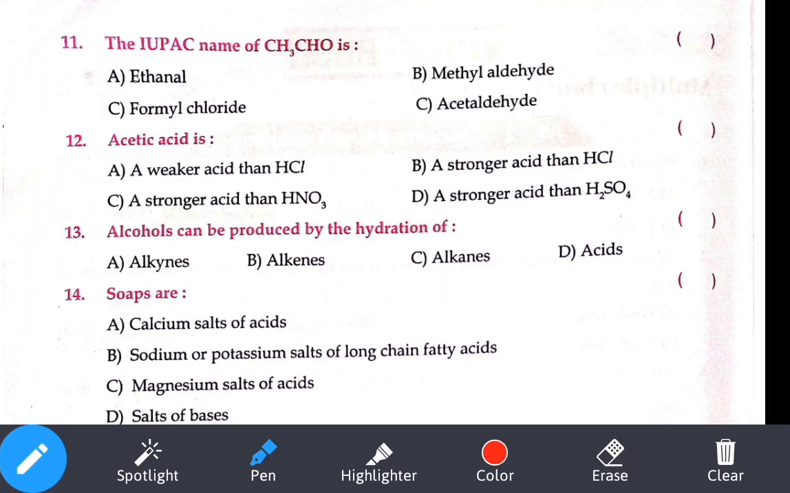Okay, so what is the answer? Alcohol is produced from alkenes. Alkenes.